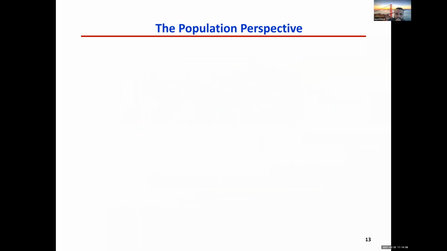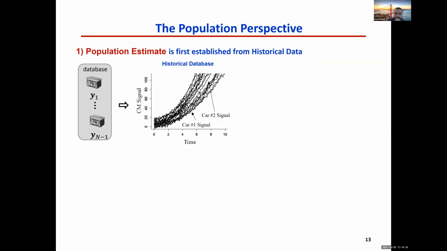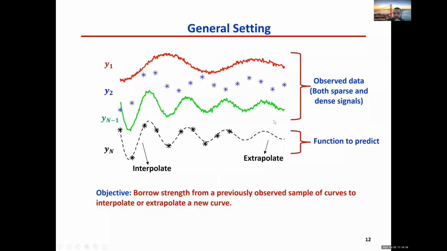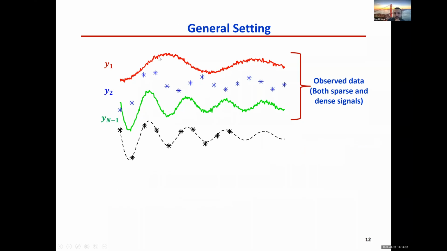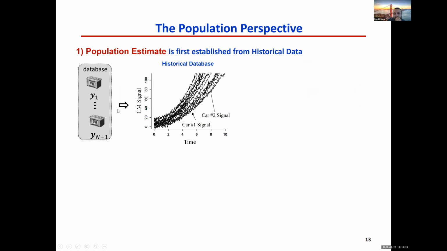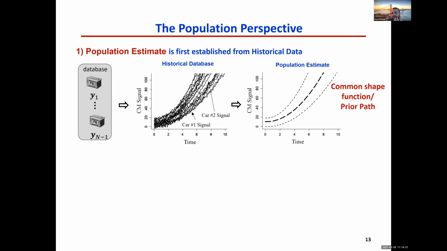Okay. So what is the most common perspective of analyzing this problem? It is a population perspective. What is the population perspective? I start with my historical database, which is y1 to yn-1. And then given my historical database, I build some kind of a population estimate. This population estimate perhaps can be just a parametric curve. I can fit a parametric curve. In this situation, it's just a quadratic line defined by its coefficients, and perhaps some random effects.